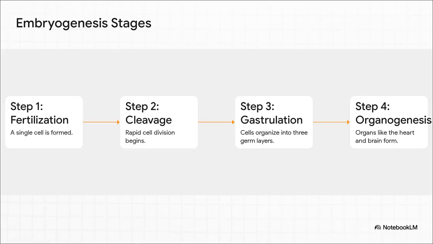So this incredible journey kicks off with fertilization, which creates that very first cell. Then comes cleavage, which is just this explosion of rapid cell division. After that, we have gastrulation, and this is where cells start organizing into three foundational layers. You've got the ectoderm for things like skin and nerves, and the mesoderm for muscle and bone. And finally, in organogenesis, these layers assemble into all our organs. It's precise, it's predictable, and it's just astonishing.